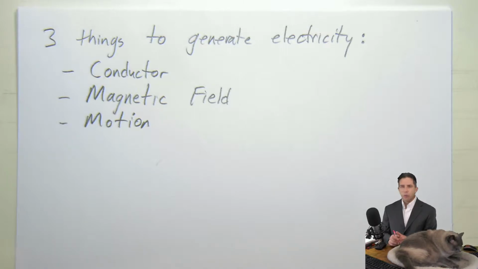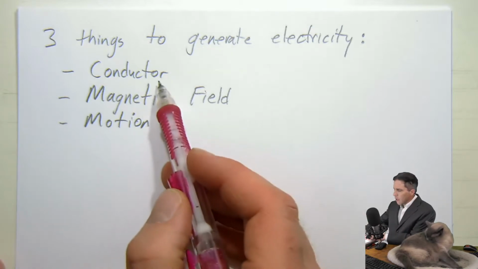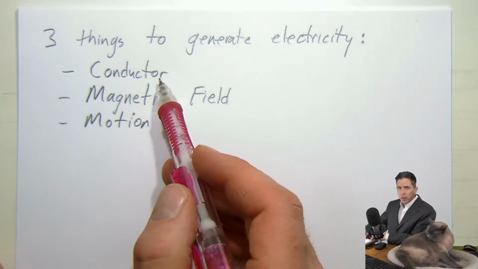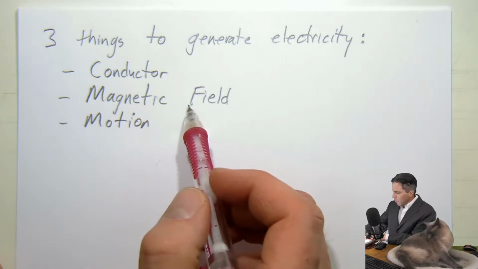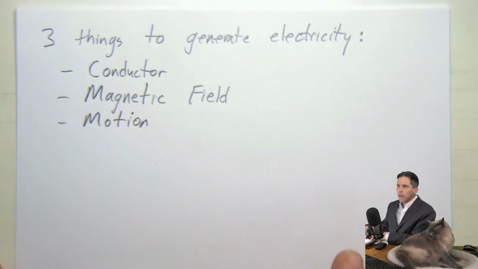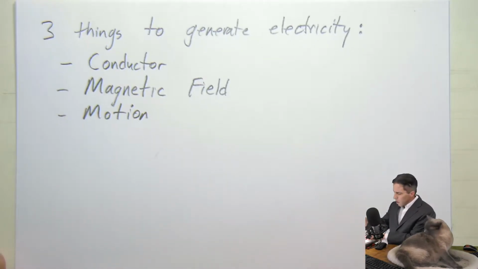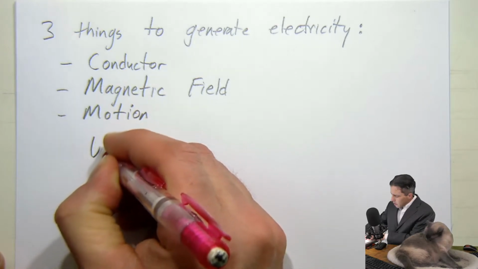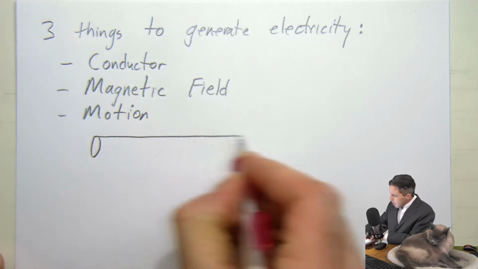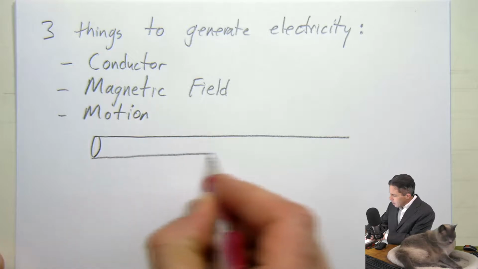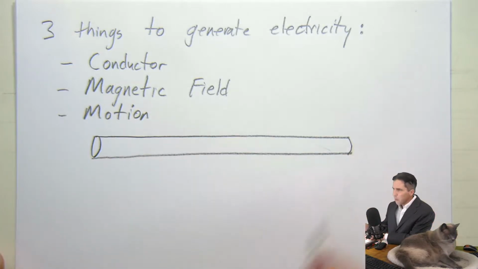Okay, so to start with, we're going to talk about how electricity is generated. In general, you need three things to generate electricity. You need a conductor, which is usually a metal, you need a magnetic field, and you need motion. So let's talk about these. What is a conductor? A conductor is usually copper, but it doesn't have to be, but it's a metal.